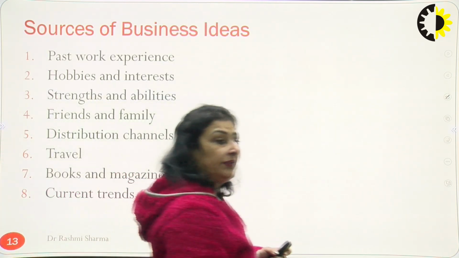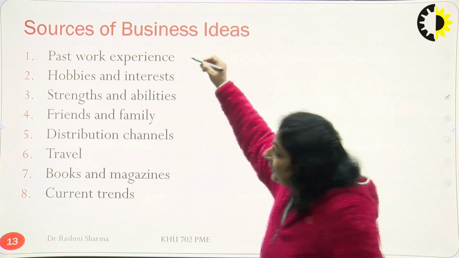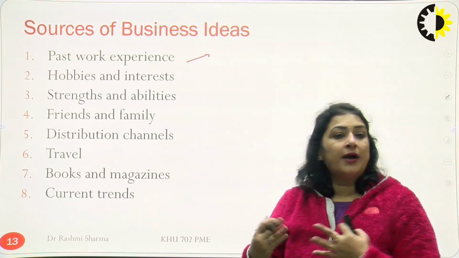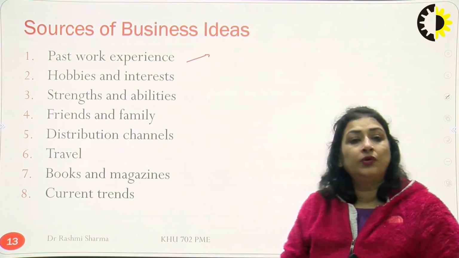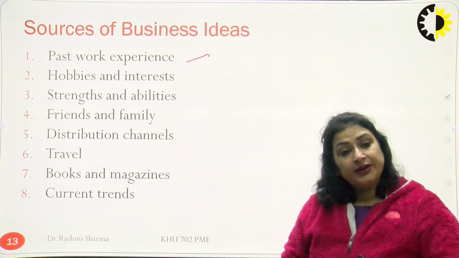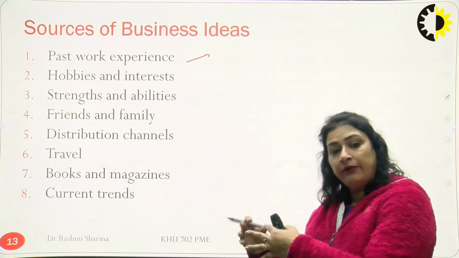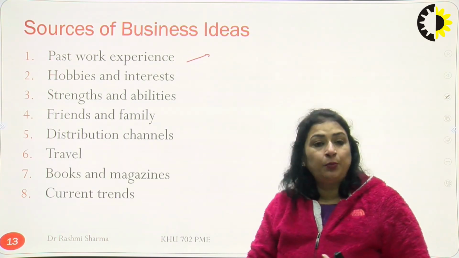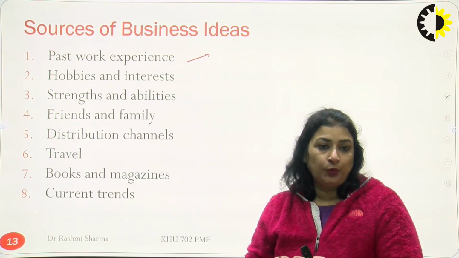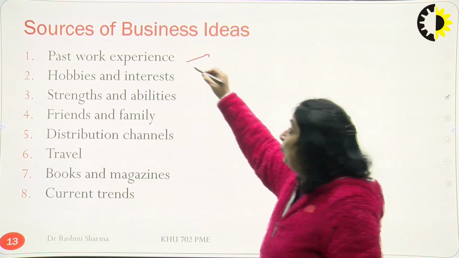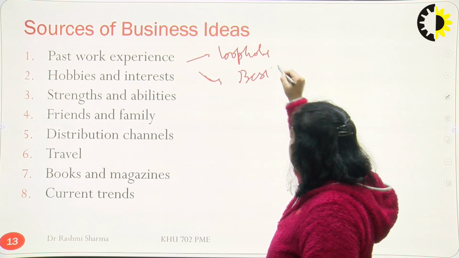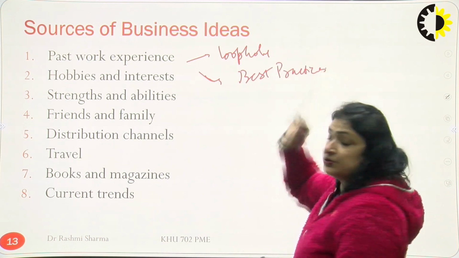Okay. So what are the different sources of ideas? The first one is past work experience. I have seen what the loopholes were there and I want to overcome those loopholes in the company where I am working. Second, there were some best practices or processes which the past employer used to follow, those were the best ones, and we can utilize those in my current employer also. So there can be two ways: loopholes to be overcome, or best practices to be taken into consideration.